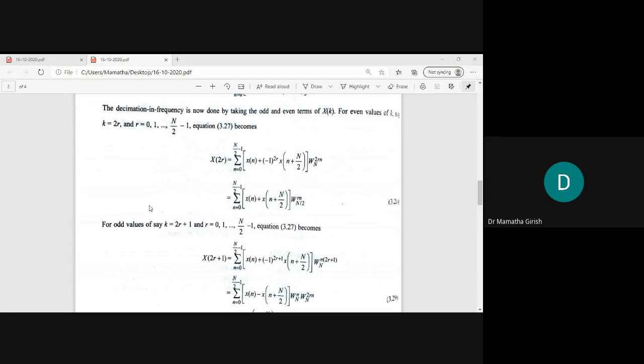2 times r. Similarly, to extract the odd values of k, in this case, I assume the value of k to be equal to 2 times r plus 1. So for any value of r defined, the value of k will always yield an odd value. Just similar to the previous case, even in this case, the range of r would start from 0 and end at N by 2 minus 1 only. Accordingly, again, this equation will get modified to its odd frequency samples as what I must do?